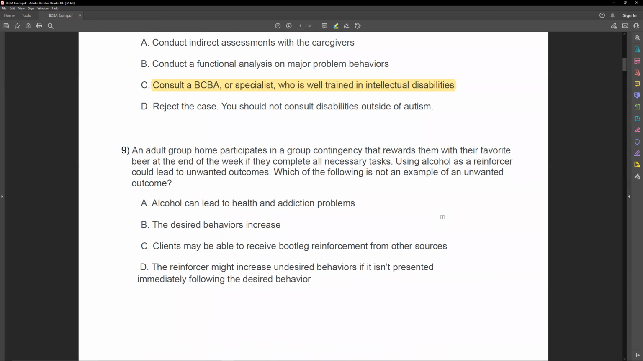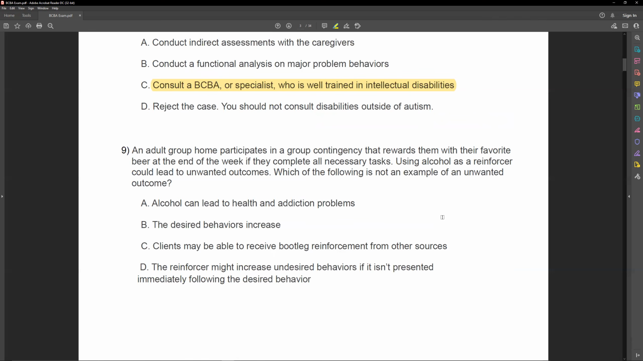An adult group home participates in a group contingency that rewards them with their favorite beer at the end of the week if they complete all necessary tasks. Using alcohol as a reinforcer could lead to unwanted outcomes. Which of the following is not an example of an unwanted outcome? Okay, so we are rewarding these group home participants, these adults, which we assume are legally able to drink, okay, with alcohol. Which of the following answer choices is not an unwanted outcome? Meaning, okay, what is one positive that could come from the situation?